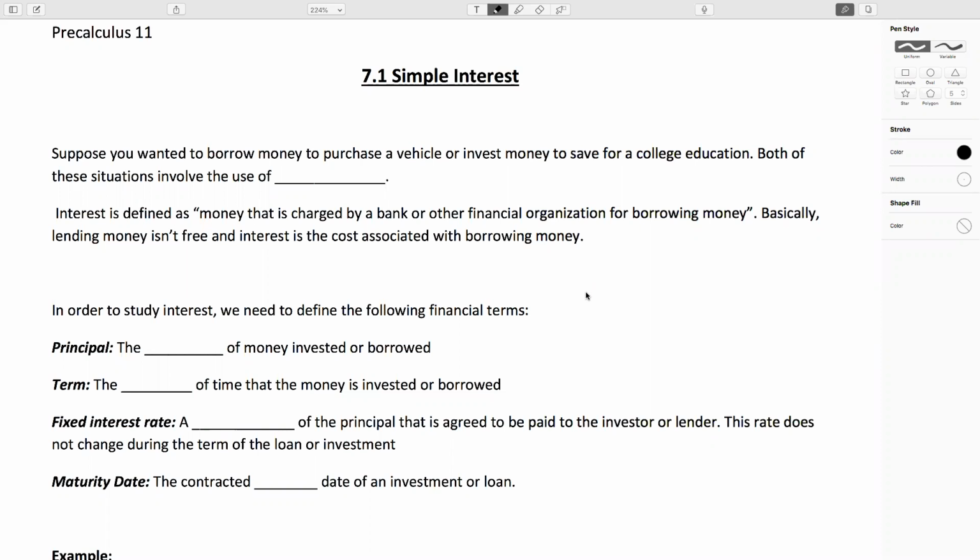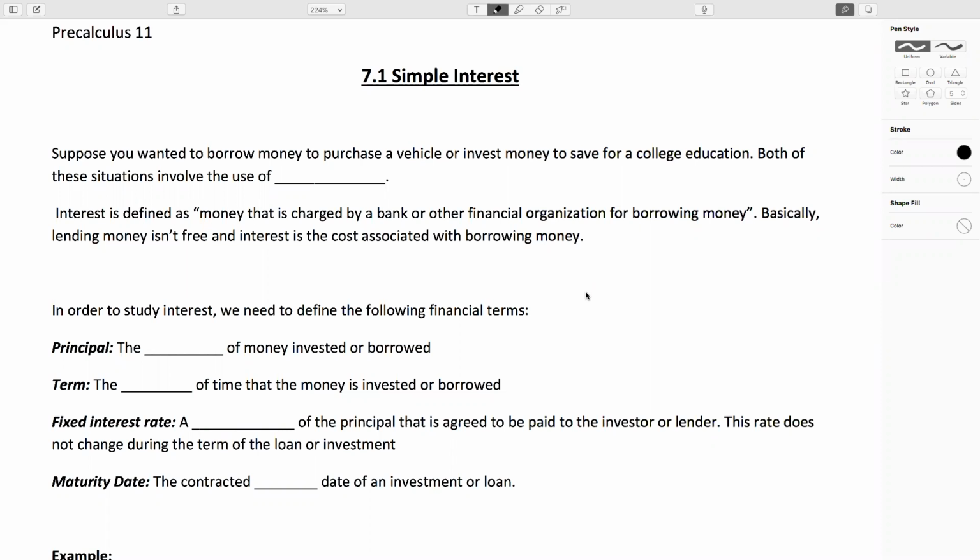So today we're going to talk about interest. It's the start of our financial literacy chapter, and the main topic today is what's called simple interest. We're going to start by defining what interest is. There's a few terms around financial math that we need to define, and then we're going to talk about how interest works and how to calculate it.